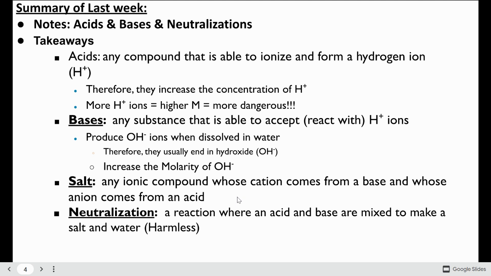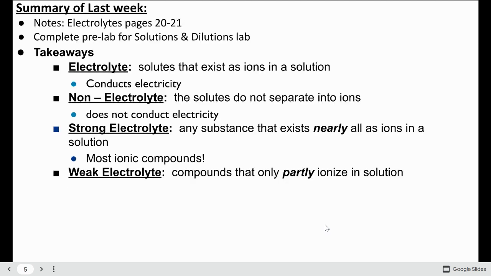Salts are any compound whose cation comes from a base and anion comes from an acid. And then neutralization is a reaction where an acid and a base are mixed to make salt and water, of course, which is harmless. All right.